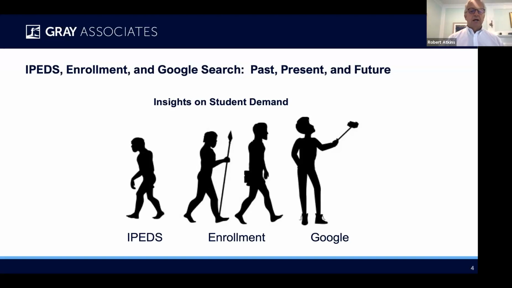On the other hand, IPEDS is actually pretty out of date, though very authoritative. Everybody's in there, all your Title IV schools report. But intrinsically, I think that data is current as of spring 2021.